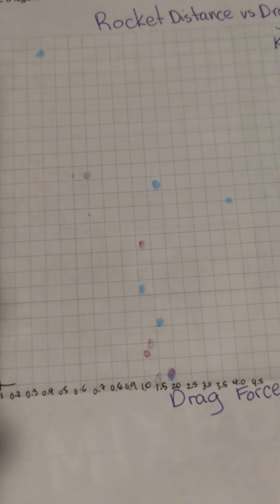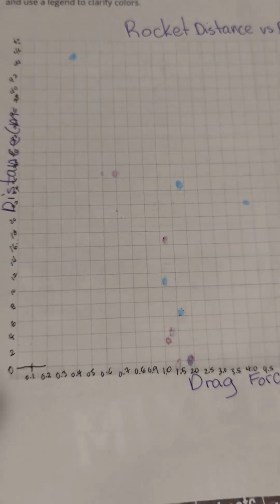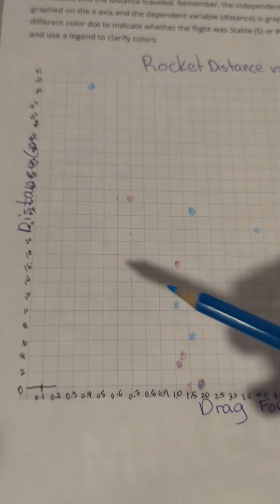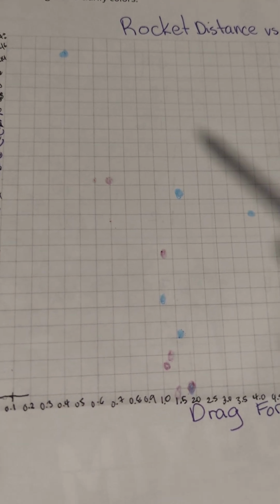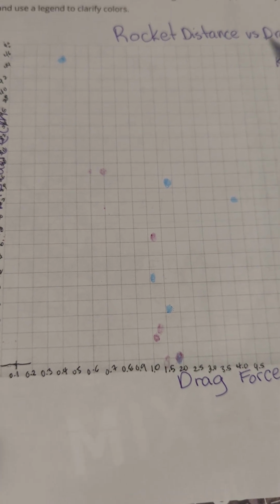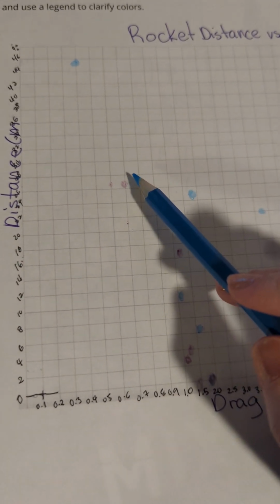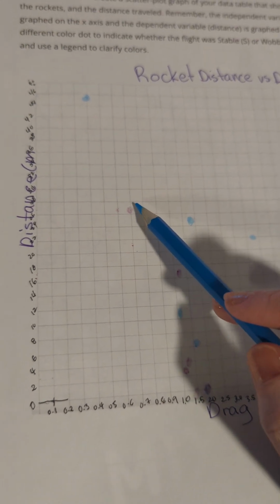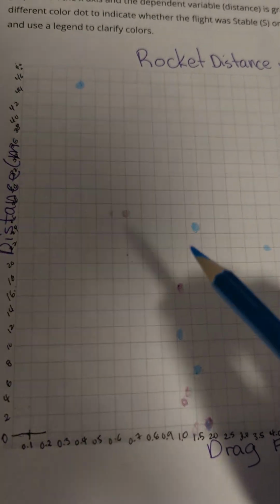So taking a look at our data, there's some things I want you to notice. We're going to take a look at where we have our wobbly versus stable. Do we see stable having a higher distance, or do we see wobbly having a higher distance? Maybe we don't want to include this data point right here because although it was wobbly, it was very high up. Maybe that disproves our theory or ideas about this.